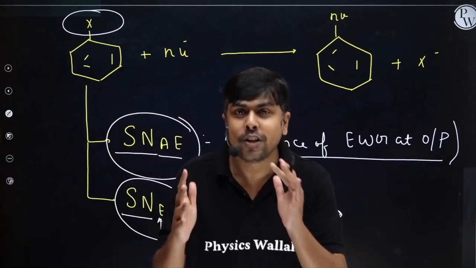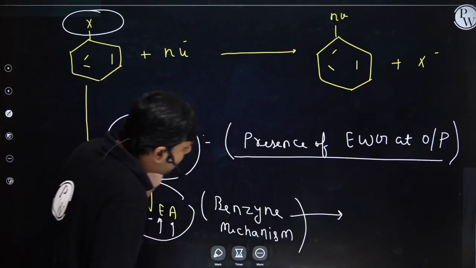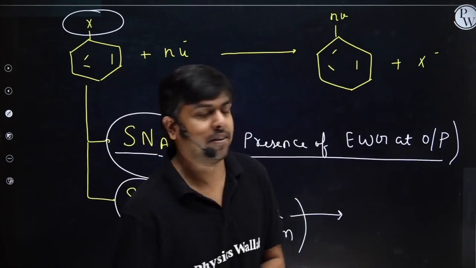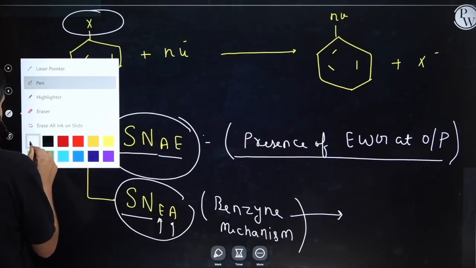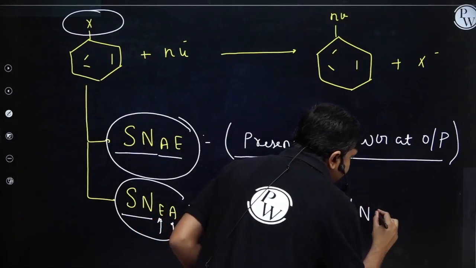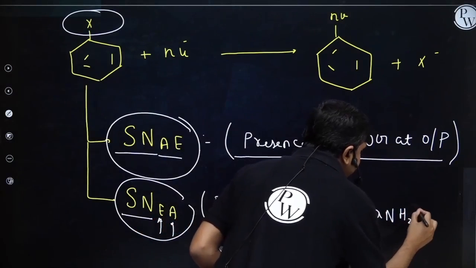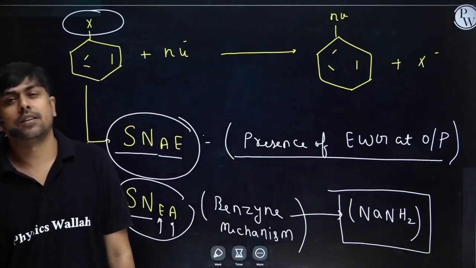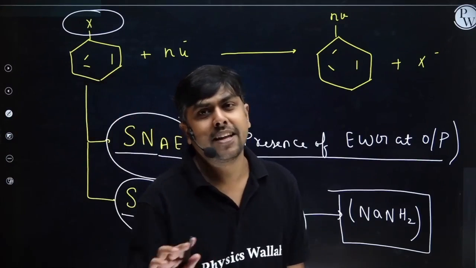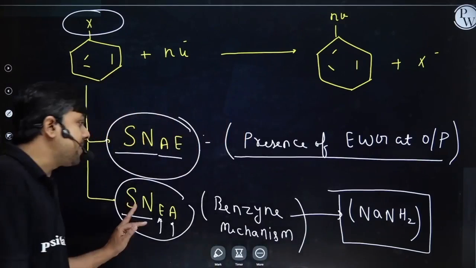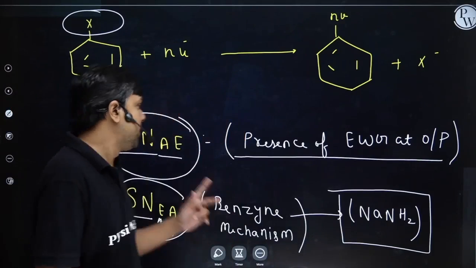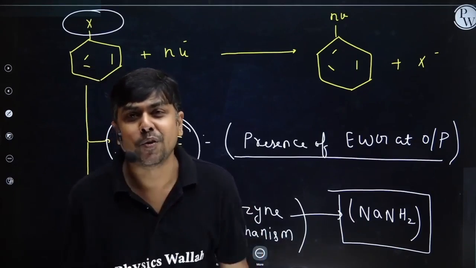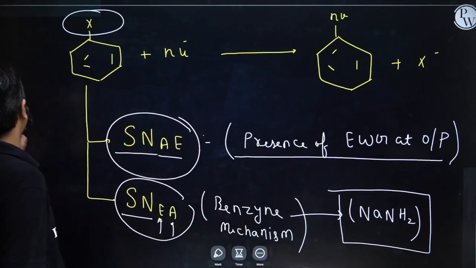Students, if this nucleophilic substitution reaction has to occur via the benzyne mechanism, then this nucleophile should have a highly basic character, and mainly this is only the nucleophile NaNH2. If I am having halobenzene, and if halobenzene is treated with NaNH2, in that case nucleophilic substitution reaction will occur via the benzyne mechanism, or will occur via the SNEA pathway. I hope these two pathway conditions are crystal clear to you all. Now we are going to discuss the mechanism one by one.